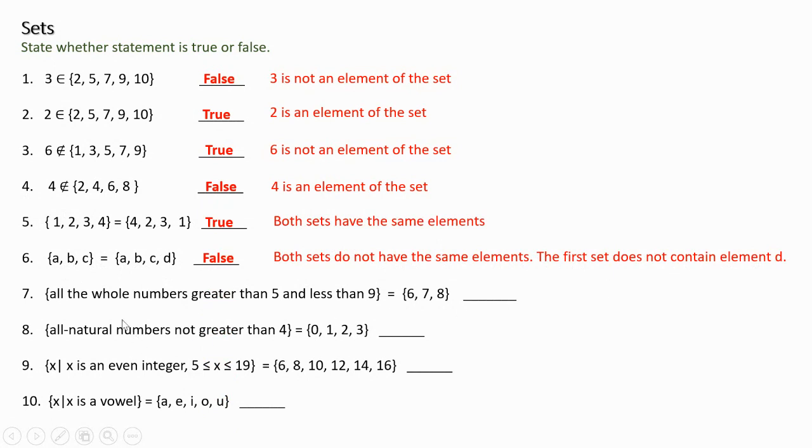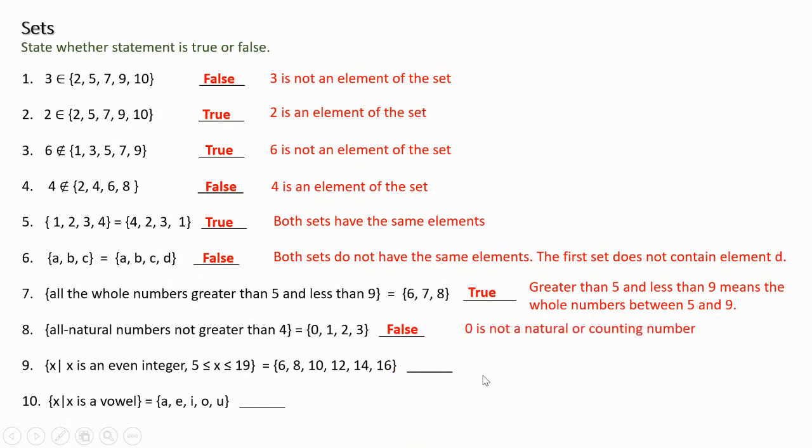Okay, now number 7. All the whole numbers greater than 5 and less than 9 equals 6, 7, and 8. That's true. Greater than 5 and less than 9 means the whole numbers between 5 and 9. Okay, now natural numbers. All natural numbers not greater than 4. This is not true. Why? Because 0 is not a natural number or counting number.